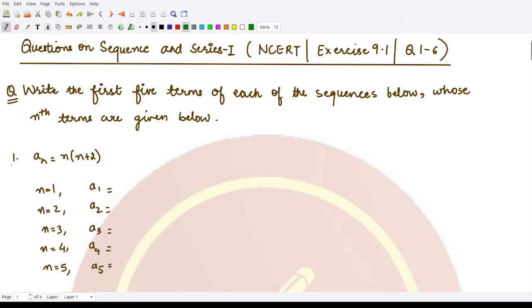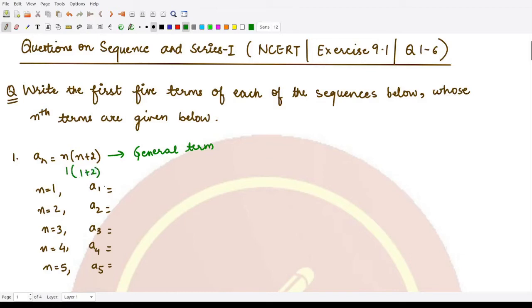So the nth term in question number 1, an, is given to be n into n plus 2, right? So in order to write 5 terms, we need to find what is a1, what is a2, what is a3, what is a4 and what is a5. So for calculating a1, we will substitute n is equal to 1 in our general term, right? This is the general term, or this is the nth term that is given to us. So for a1, we will substitute in place of n the number 1. So 1 multiplied by 1 plus 2.